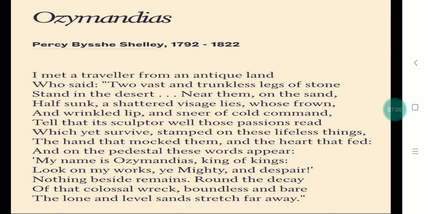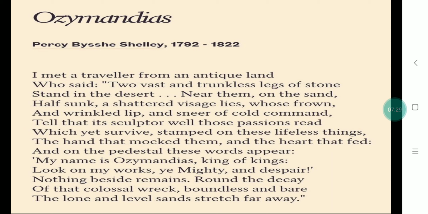Okay, and the heart that fed means the heart of the king. Heart means the king. Okay, and the king who has nourished those feelings. The sculptor had mocked them, he had made fun, okay, of the small emotions, whereas the king, he has nourished those feelings in his heart.